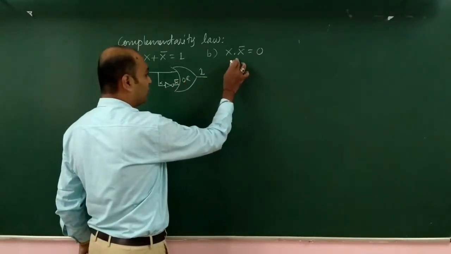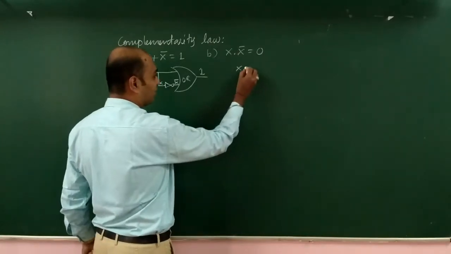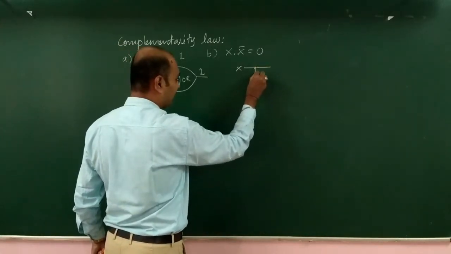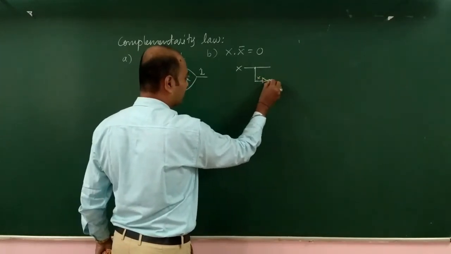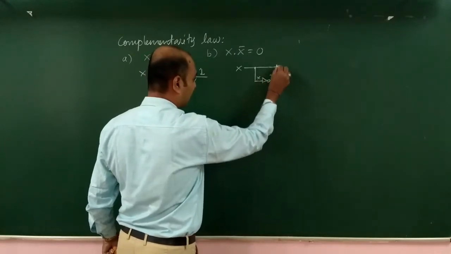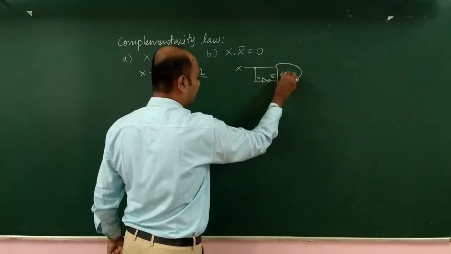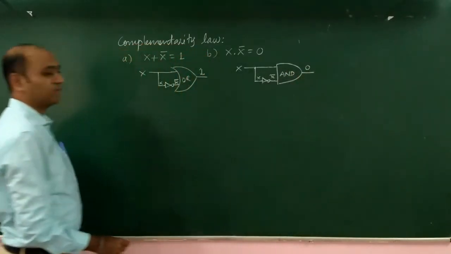Now similarly we are going to write b. Here we will write x and x bar. So x we are going to take, and we will take the same here, and we will take not. If it is x, here it will be x bar. So it will be combined with the AND gate, and result is what here? It is 0, right? Yes.